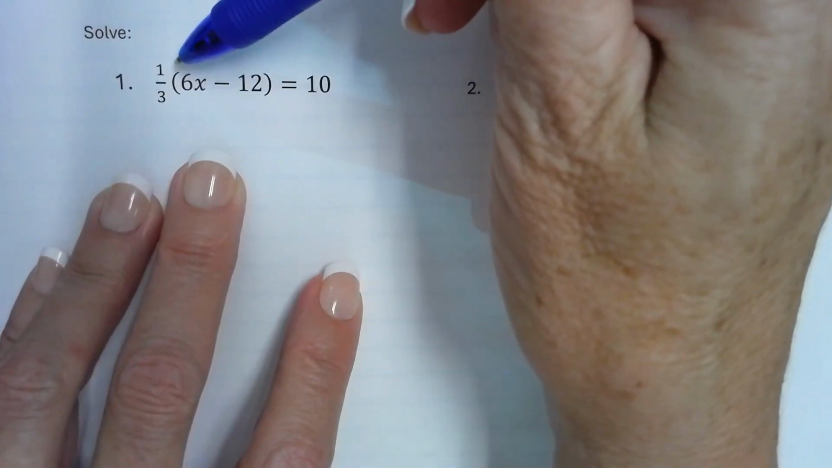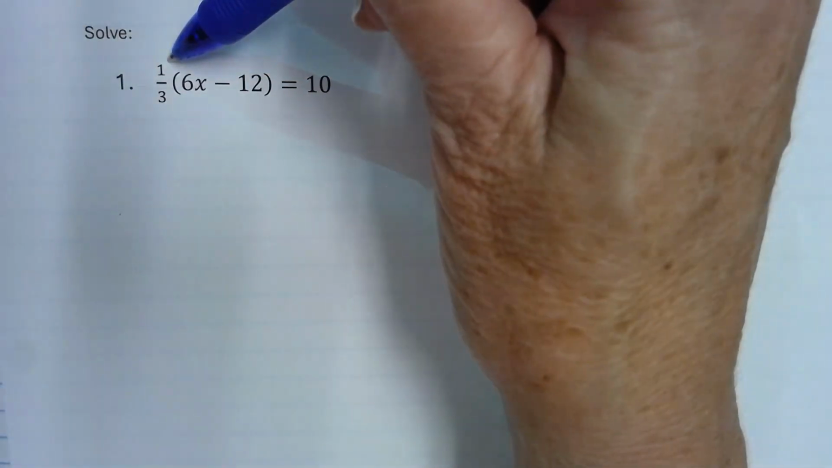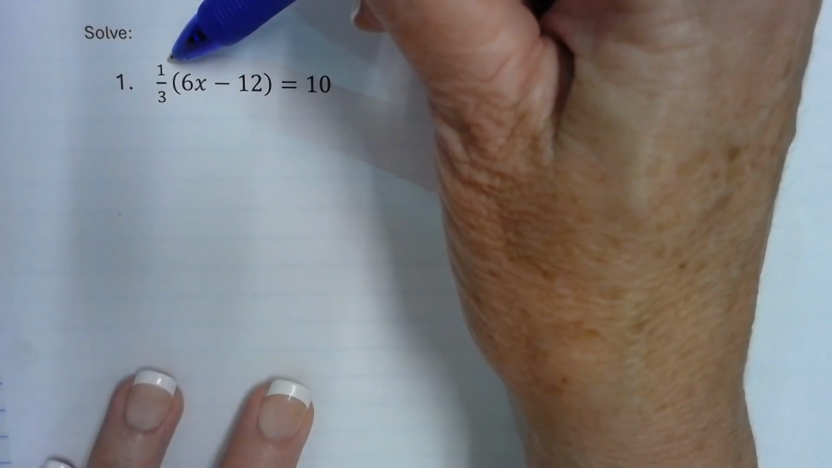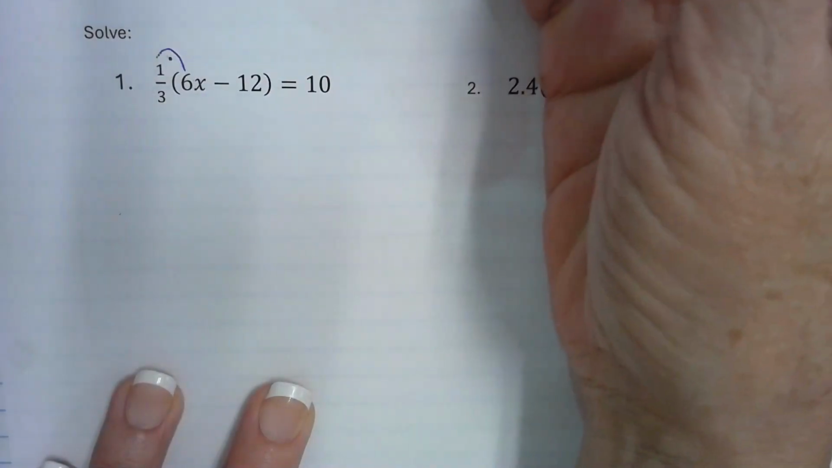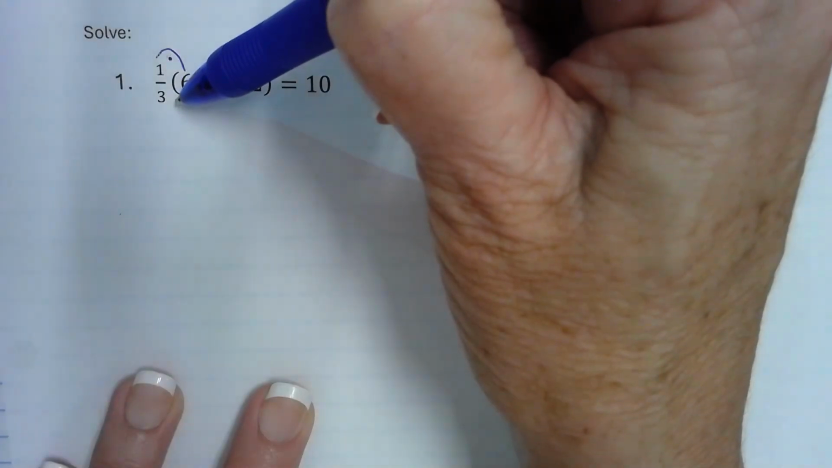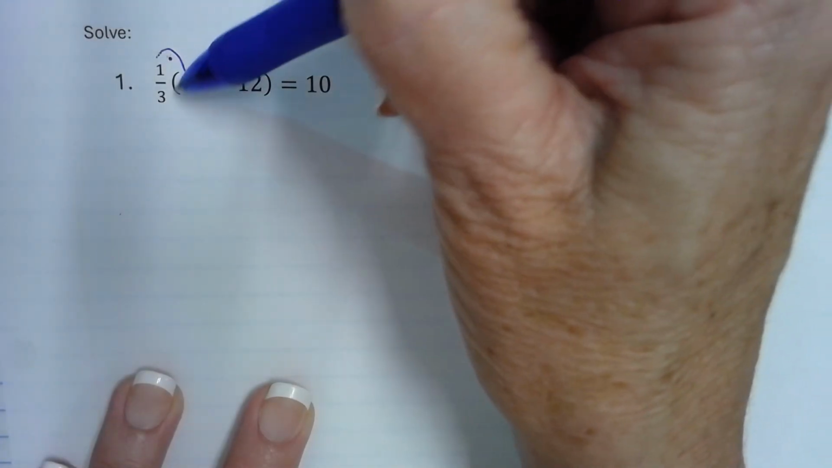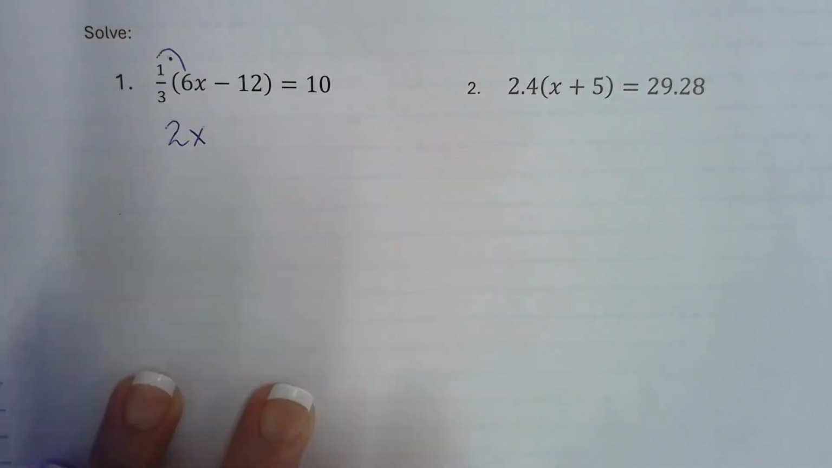Y'all, the good news about distributing this fraction is that the top is a 1, which makes this really easy. Because when you distribute, 1 times 6 doesn't change, that's still a 6. So y'all, really what you're doing is dividing by 3. So this is nothing but 6 divided by 3, which is 2, so that's 2x.